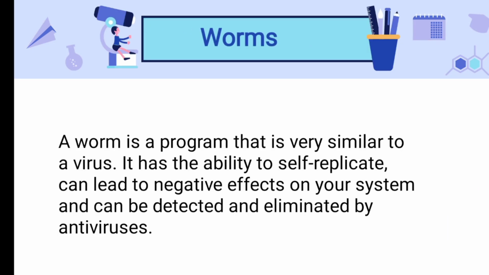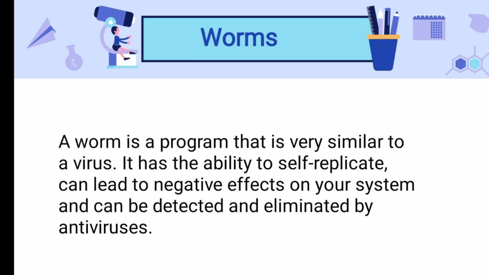So let's study about worms. A worm is a program that is very similar to a virus. It has the ability to self-replicate, can lead to negative effects on your system, and can be detected and eliminated by antivirus. Examples of worms are PSW Bugbear, Lovgate, Trile C, like this.